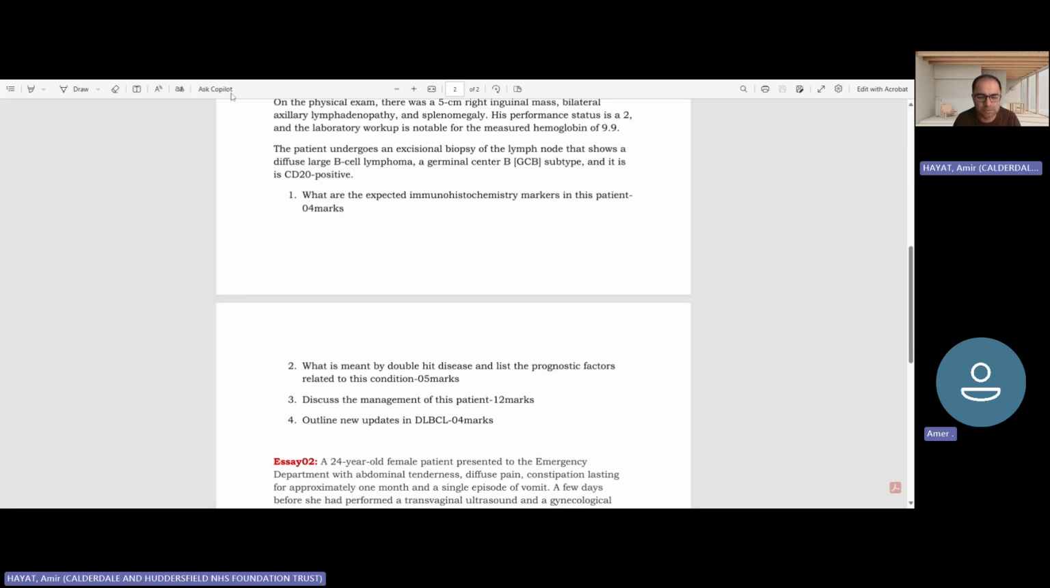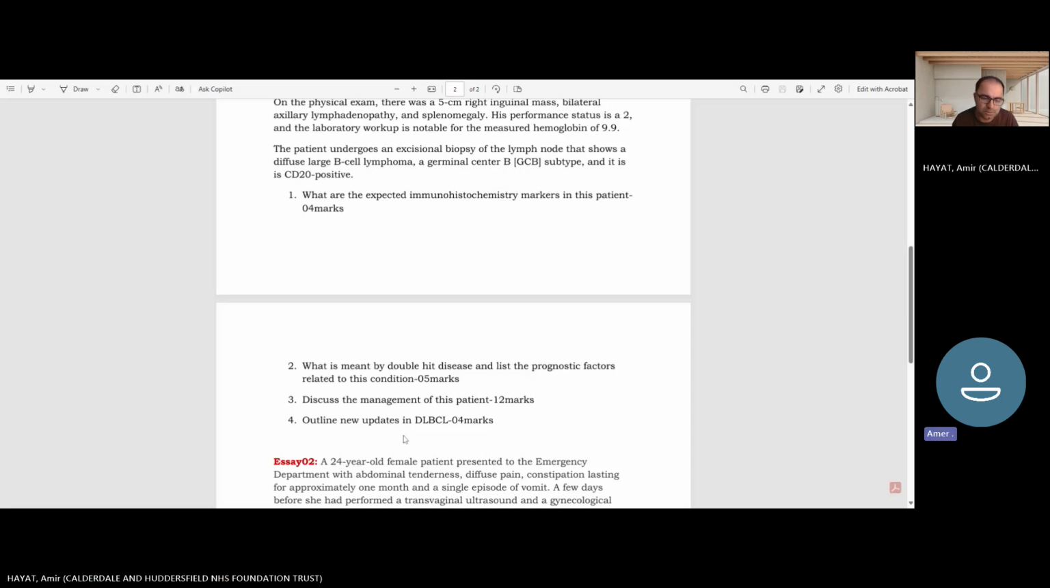And the second question was, what is double hit and the prognostic factor? So double hit is easy if you have any of the two markers present, MYC, BCL2, BCL6, and TP53, this is double hit. Prognostic factors, better to divide them into patient-related factors and disease-related factors. And you can apply this in all hematological disease when they ask you what are the prognostic factors of this condition.